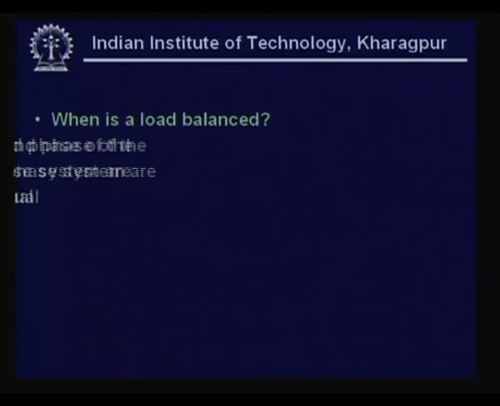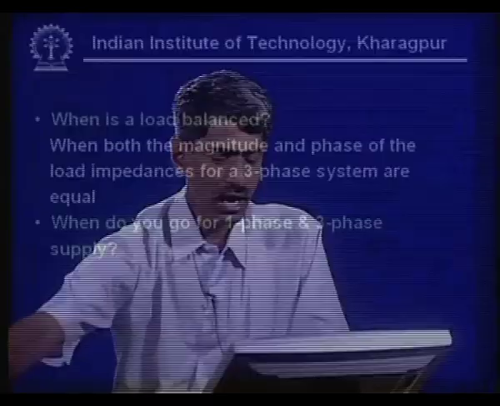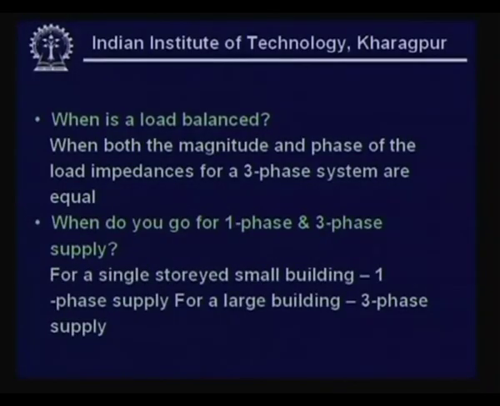When is the load balanced? When both the magnitude and phase of the load impedances for a 3-phase system are equal, the load is said to be balanced. As opposed to this, if either of them is different, then the load is said to be unbalanced. When do you go for a single phase and 3-phase supply? For single storied small buildings, one could have a single phase supply. For large buildings, 3-phase supply. That means when you have large loads, you need to distribute, you go in for 3-phase supply.